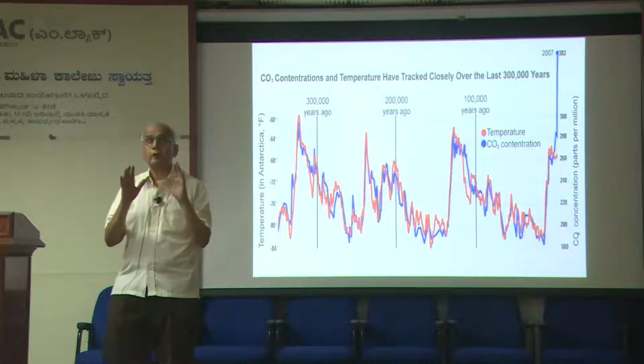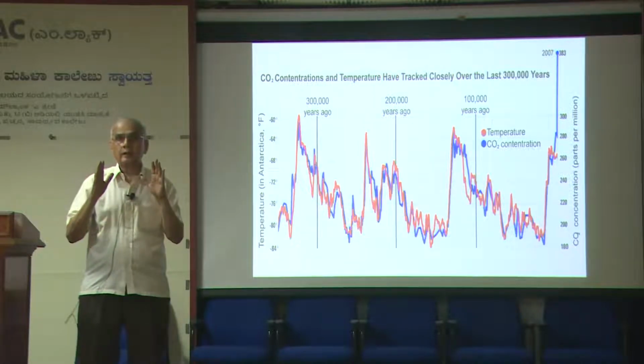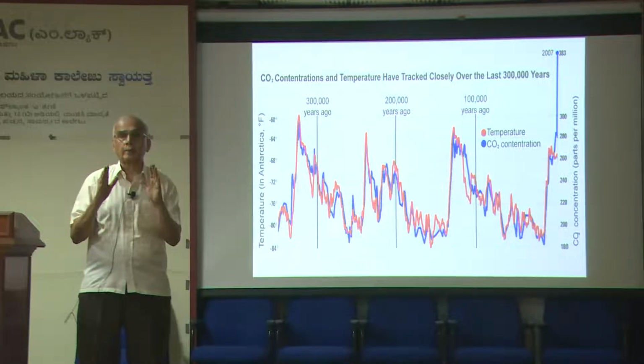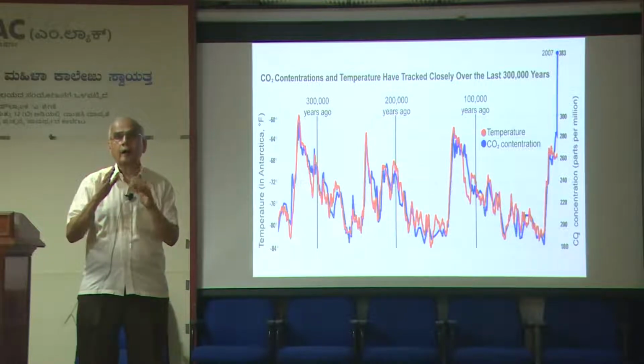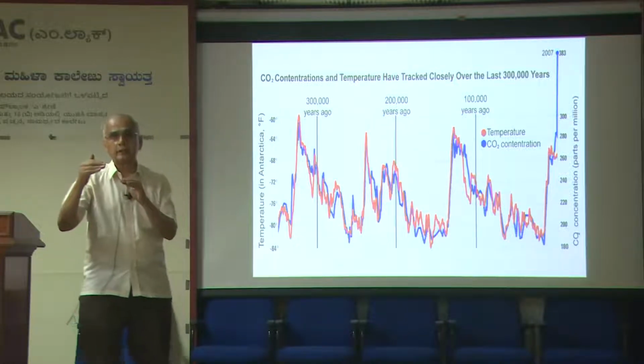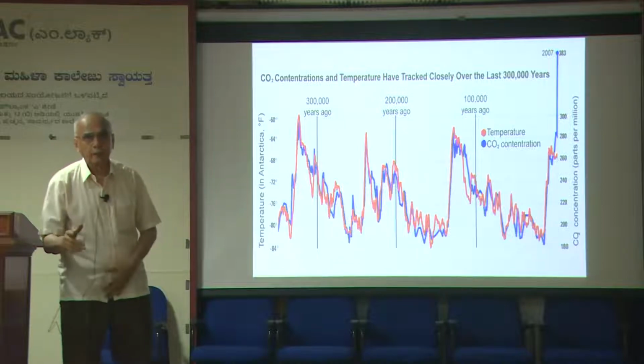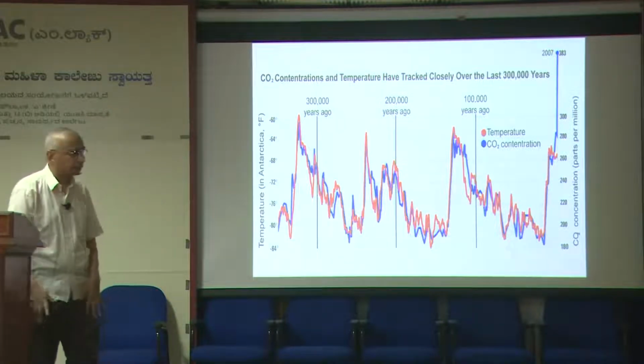Okay? So now we know clearly that Earth's climate is strongly controlled by carbon dioxide, and after it increases, Earth's temperature starts increasing a few hundred years later. Okay? If you have time, I'll show how it is done. Next.